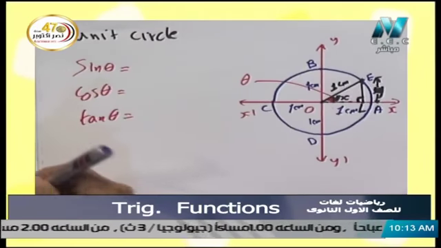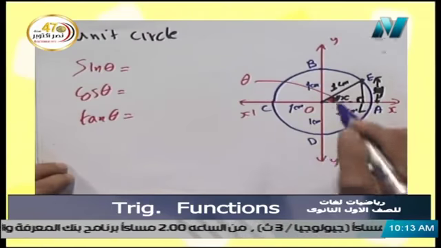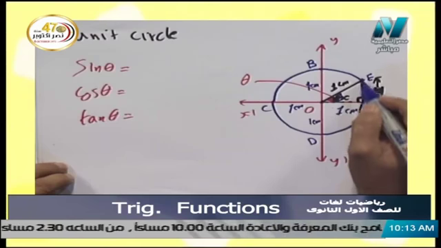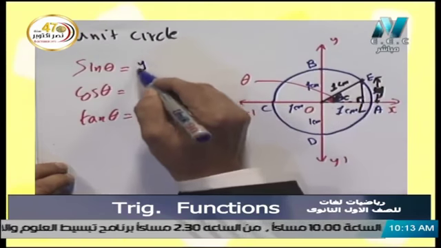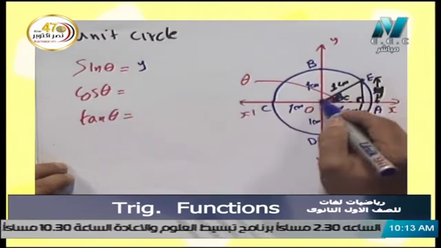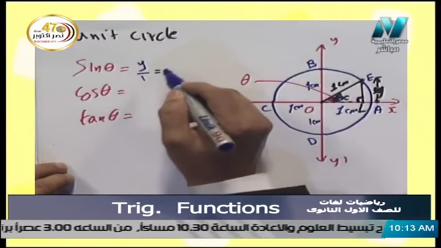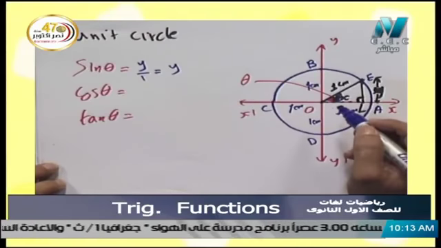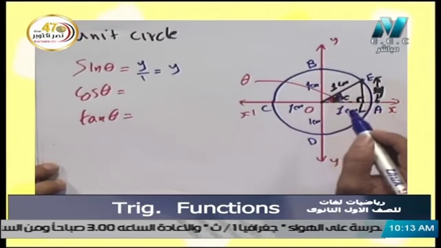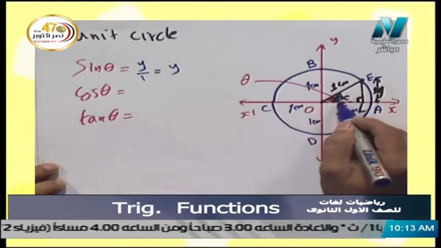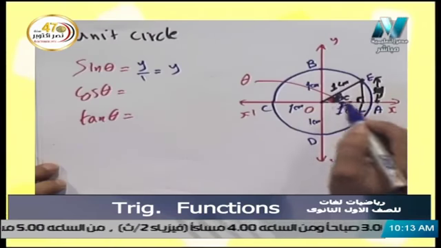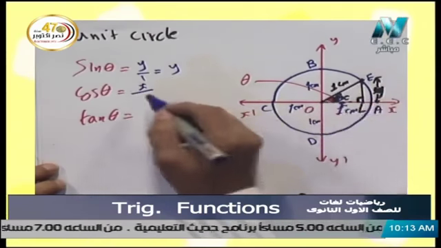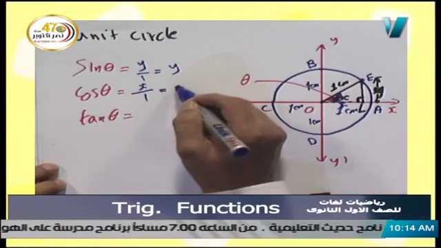What is the sine theta? We know sine of the angle theta here is opposite, which is y, over hypotenuse, which is 1. So sine theta equals y. And cosine theta equals the adjacent, which is x, over hypotenuse also, which is 1. So cosine theta equals x.